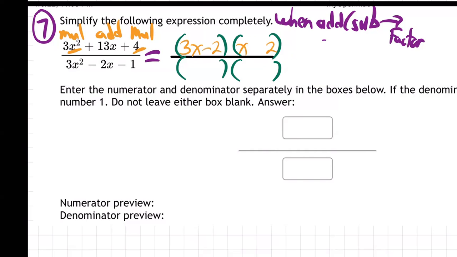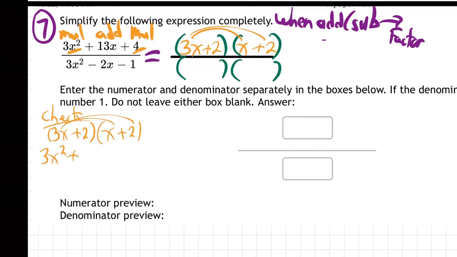Now, what signs do we need? Positive. Everything's positive on this one, on the top one anyway. So it's going to be both positive. Let me check it. Turns out this is wrong. This will not work. If you check, you go first to both, second to both. I'm going to go 3x plus 2 times x plus 2. I'll get 3x squared plus 6x, plus 2x plus 4. That's 8x in the middle, isn't it? That didn't work. It's supposed to be 13x in the middle.